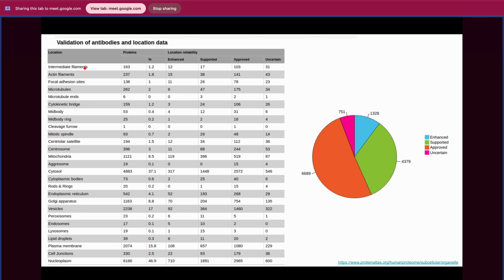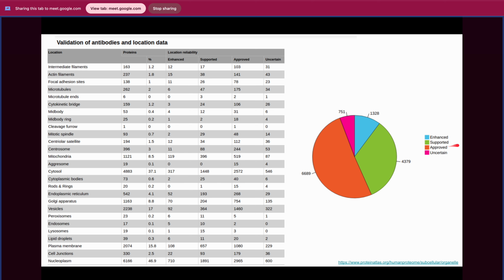In this case, for all these organelles, you will also be able to find the number of proteins, the percentage, and the location reliability. So whether you can rely on this information or not. Whether it is enhanced, supported, approved, or uncertain. In that way, they have divided all the identified proteins into these four categories, which is enhanced, which is 1328, which means they are enhanced in a specific organelle.